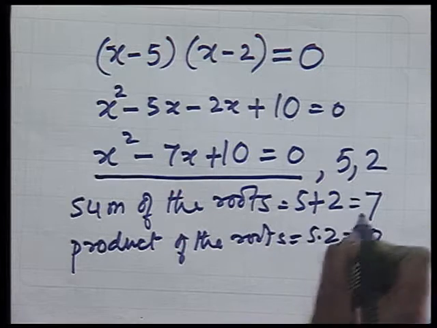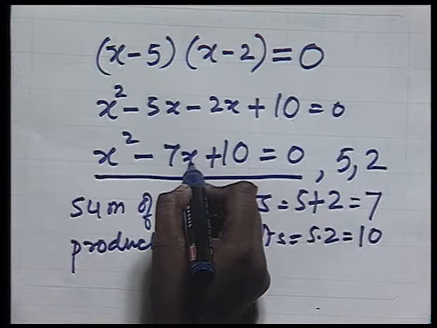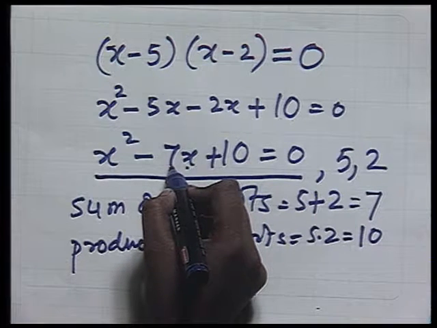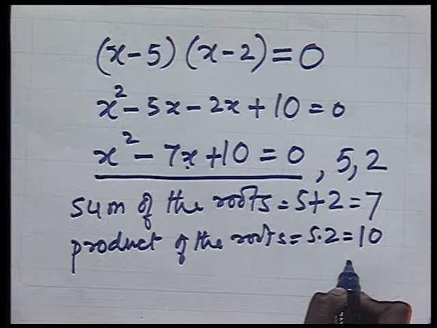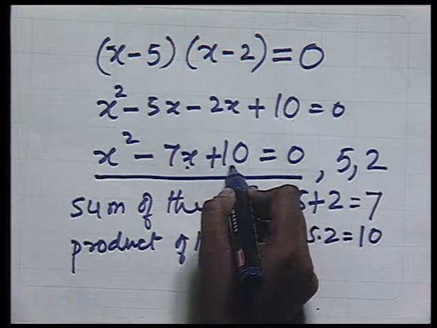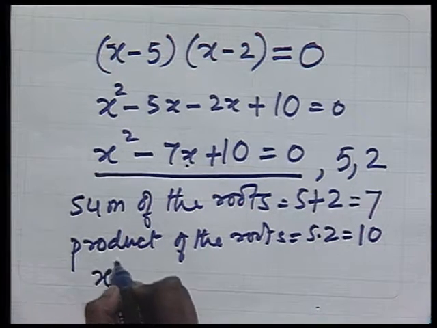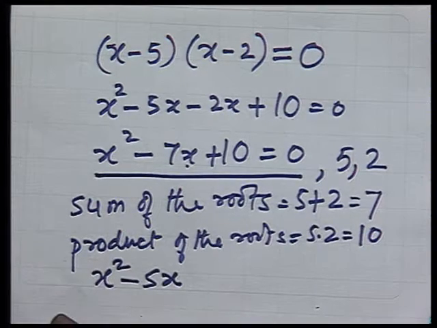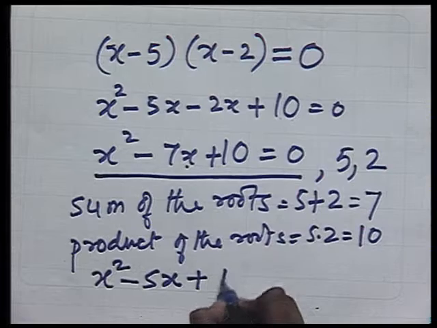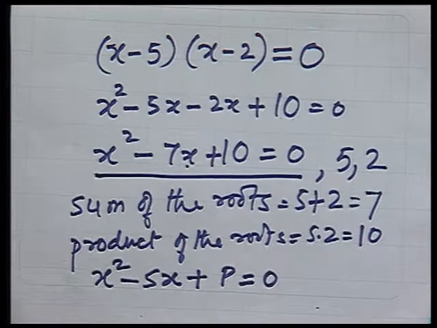Observe that minus times this sum is the coefficient of x here, that is minus 7 is the coefficient of x here, and the product of the roots, that is 10, is the constant term here. So, our equation should become x square minus sum of the roots multiplied by x plus product of the roots equal to 0.